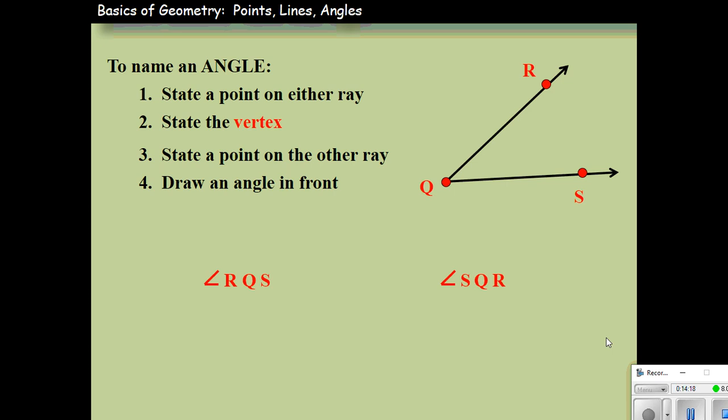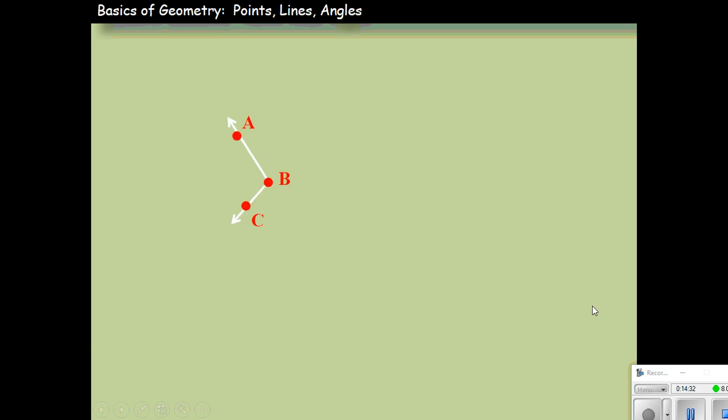And again, the key way to think about this is you list the points in the order you would connect the dots to draw the angle. That makes the vertex always second. And then don't forget the angle symbol out front. So for example, if I gave you this picture, there are two names for this angle. Can you find those two names? And again, you're connecting the dots. You're giving the order to connect the dots. It's ABC or CBA. And we write the angle symbol out front of that.